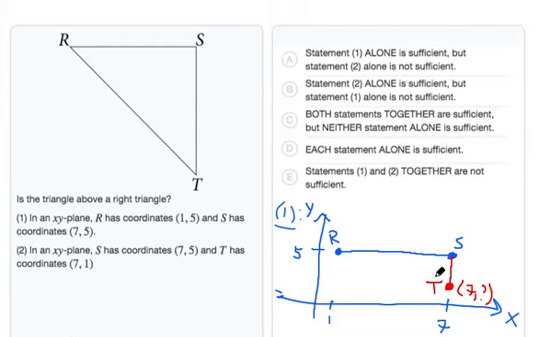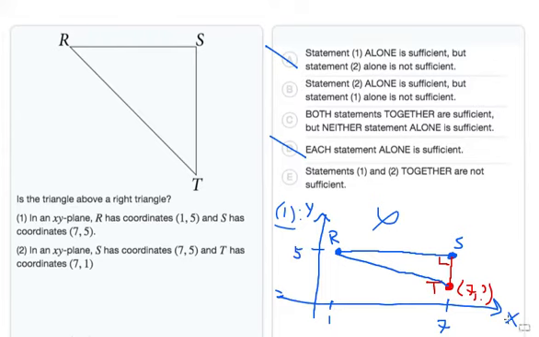But we're not told whether T has an x value of 7 or not. So this is not enough information to determine whether this is a right triangle or not, since the triangle formed depends on wherever T is. If T had an x coordinate of 7, we would be able to conclude that this is a right triangle. But since we don't know whether it has an x coordinate of 7, 8, 9, or even 2, we cannot definitively conclude that. So statement 1 alone is not sufficient, and we can eliminate answer choices A and D. That leaves us with B, C, or E, so we're going to consider statement 2.